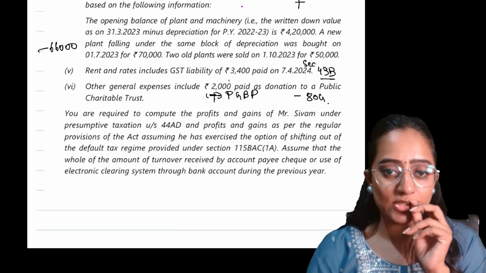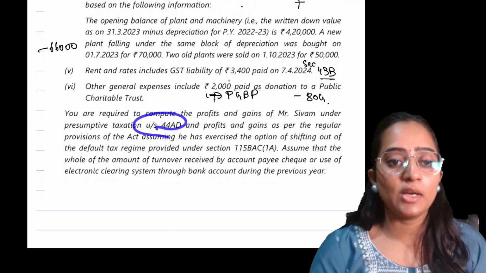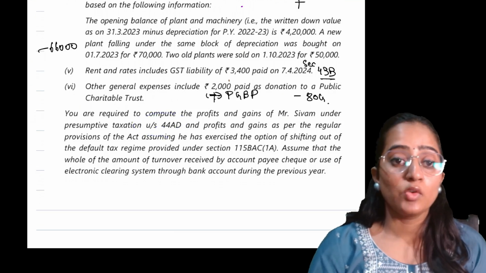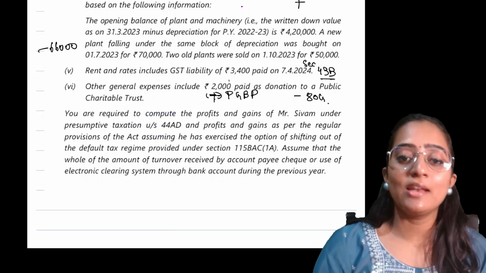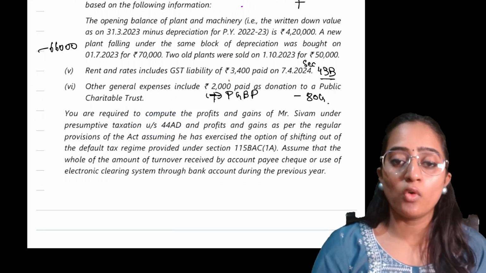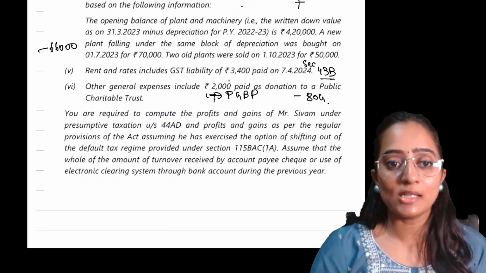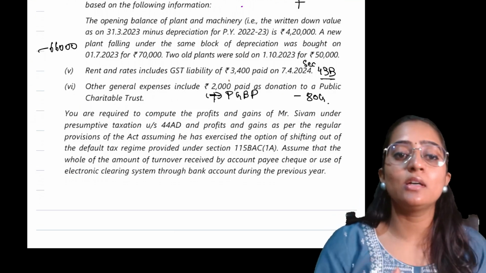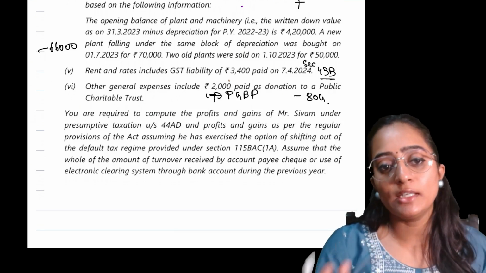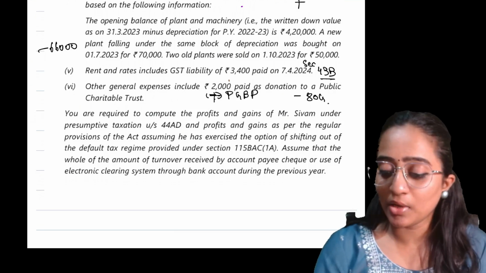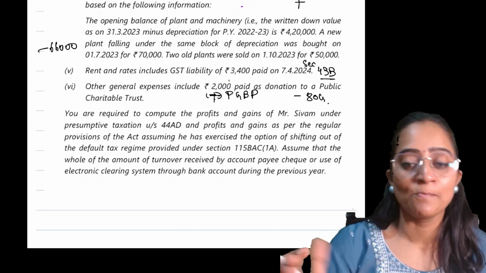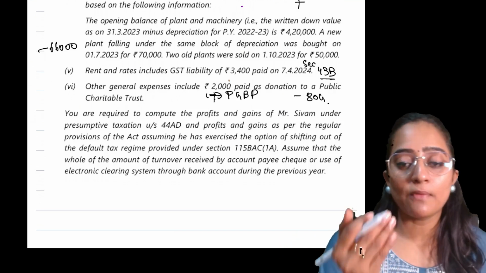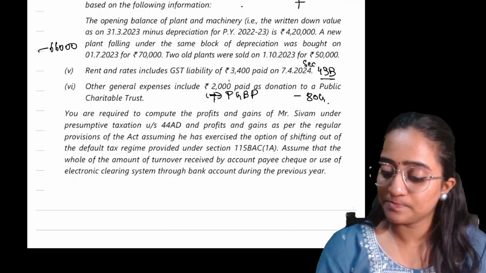You are required to compute the PGBP of Mr. Shivam under presumptive taxation of 44AD. What is 44AD, people? Presumptive taxation, wherein you are going to pay tax at the rate of 6% for the turnover that has happened through the banking channels. And if the turnover is other than the banking channels, then it is going to be 8%. These are the minimum criteria. Can you show more? Absolutely yes. Can you show less? Yes, but after getting your books of accounts audited.